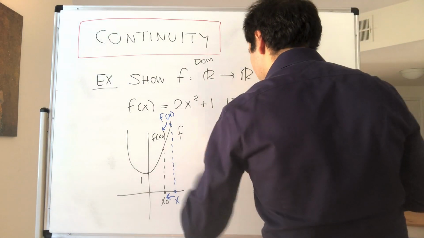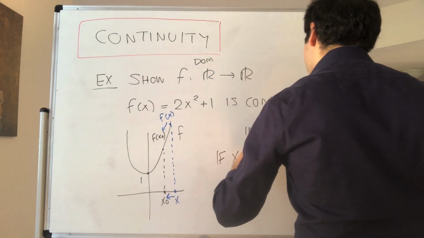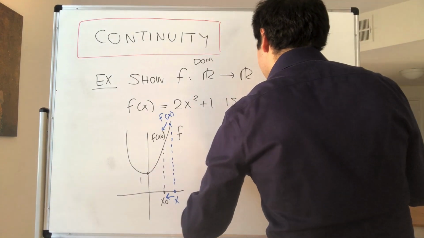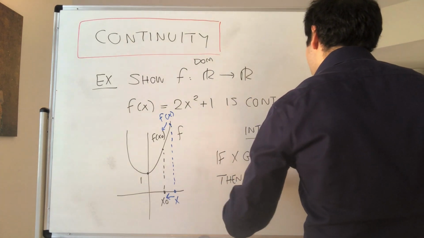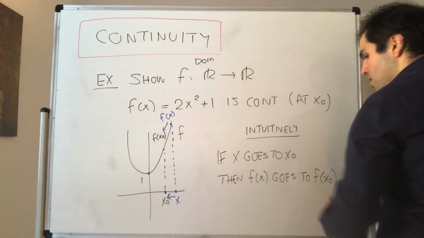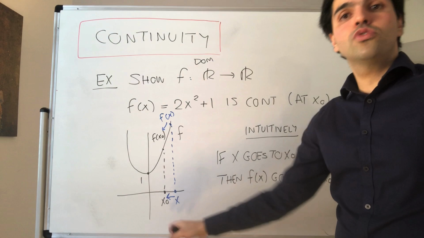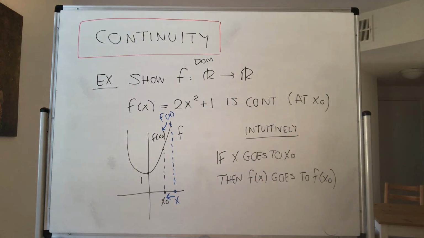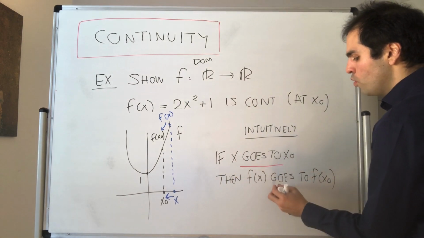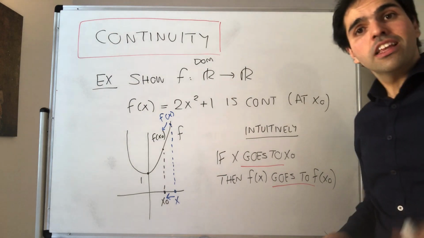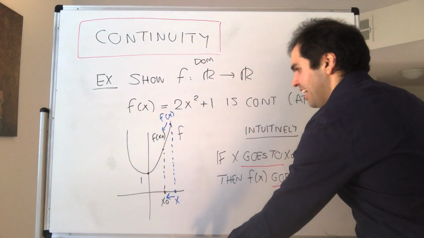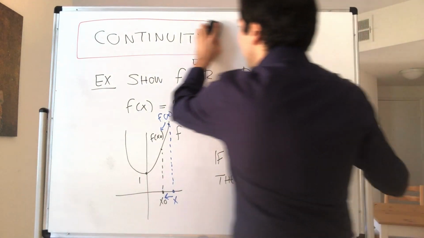So in other words, if x goes to x naught, then f of x goes to f of x naught. In other words, if the inputs are close together, then the outputs are close together as well. Now, the question is, what does "goes to" mean? And it turns out there are two different ways of interpreting this that are actually equivalent. And I'll talk about both of them.